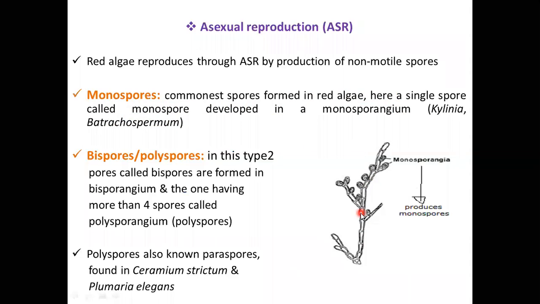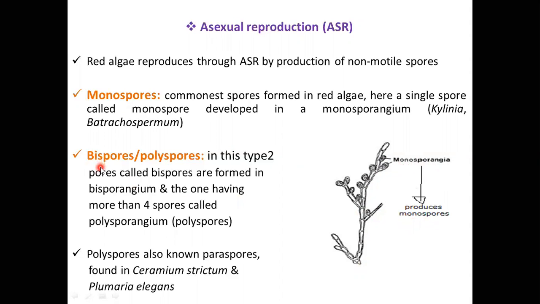This is the structure of Chylenia, and you can see this is the vegetative plant, and it bears sporangia known as monosporangium. You can see here, and this produces spores known as monospores, which on germination develop into a new red algae plant.